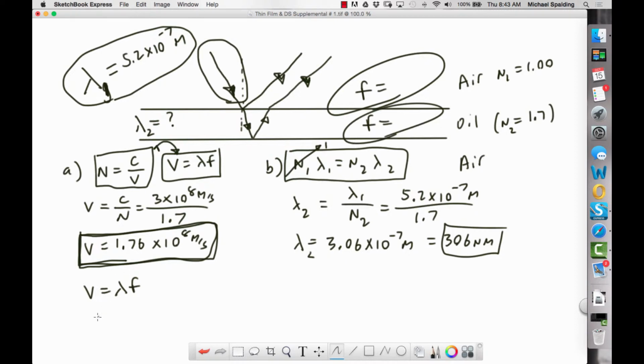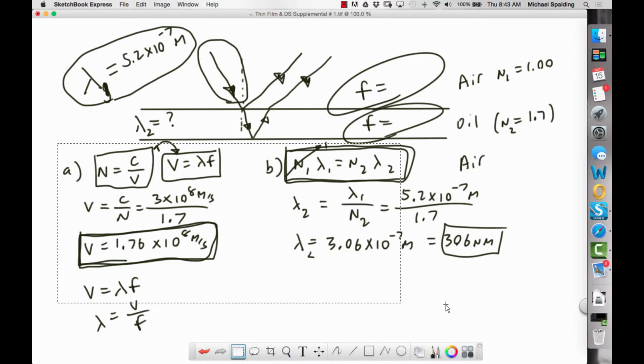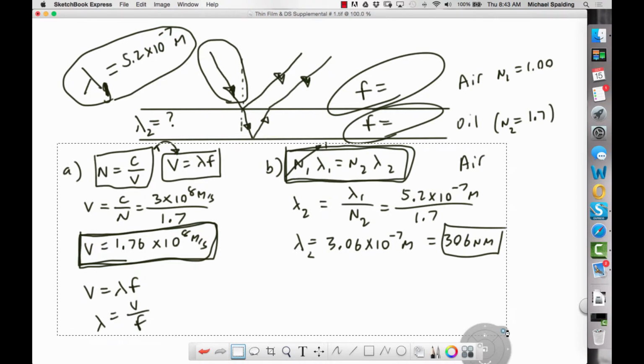Yeah. And then just solve this for wavelength, because you have the velocity, right? Actually, what you're saying is the same thing as doing this. It works out to be the same, but yeah, that's totally fine. Okay, so this third question, we're looking for the thickness of the film.